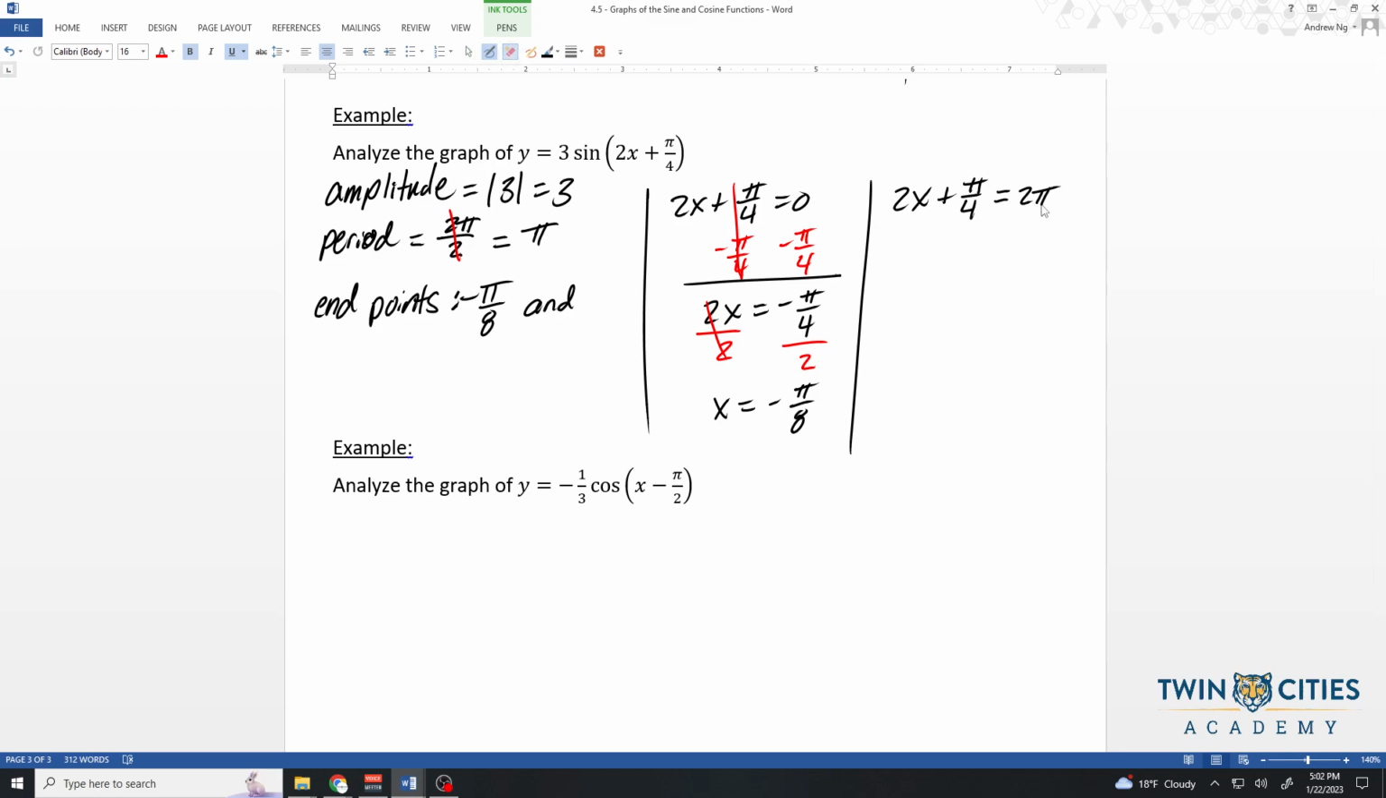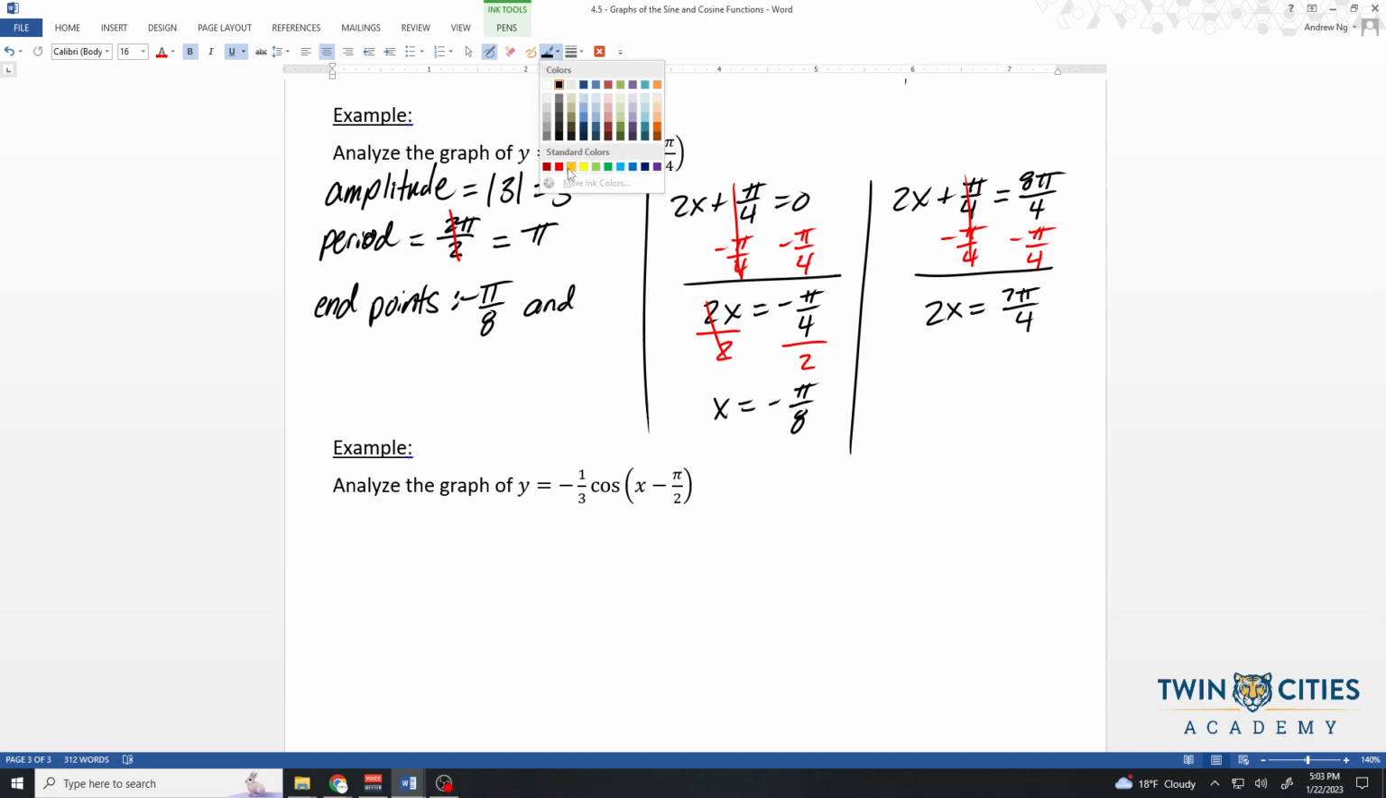This is the same as saying, instead of 2 pi, I know I'm going to be working with a 4 here. So this is the same as 8 pi over 4, since 8 divided by 4 is 2. Now I can go ahead and subtract pi over 4. Okay, 2x is equal to, 8 minus this 1 here, so 7 pi over 4.